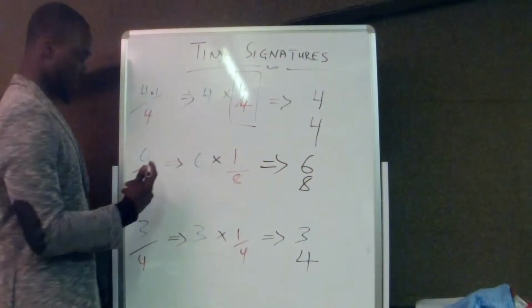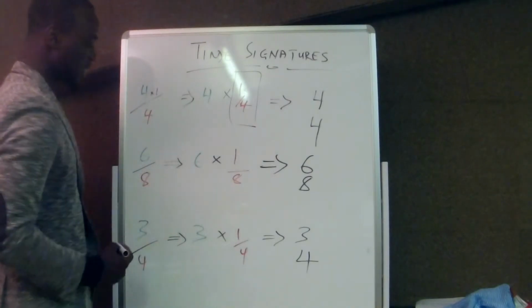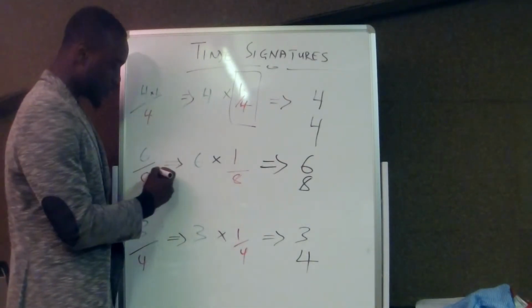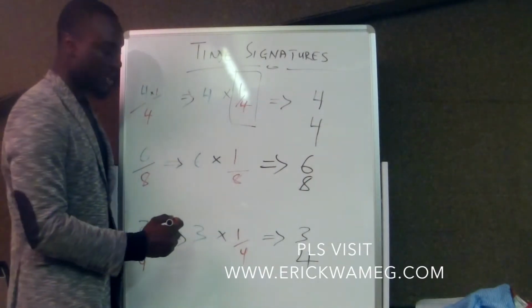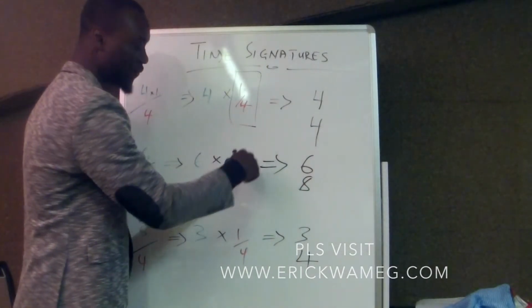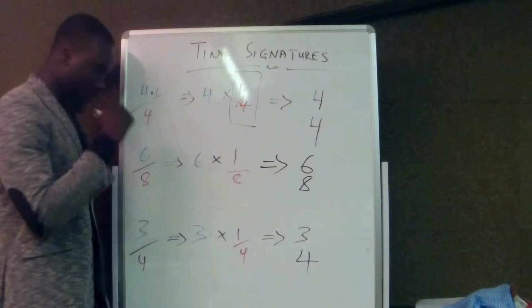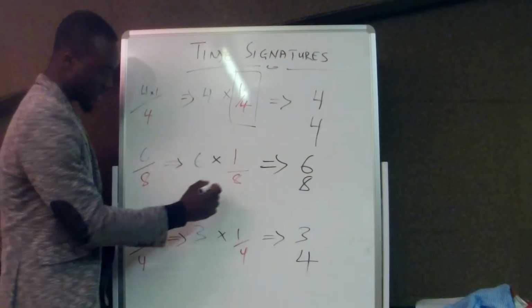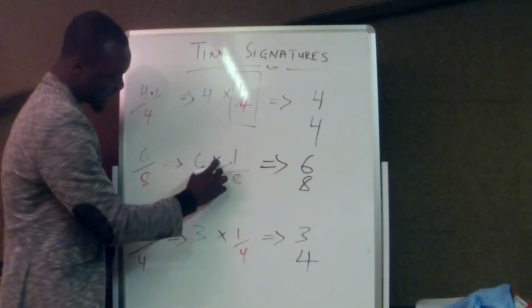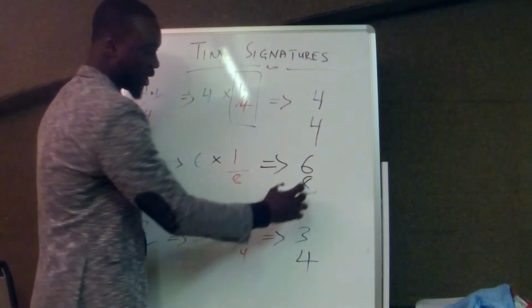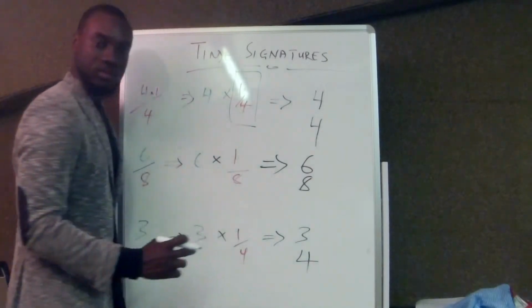If we come to the next example, we have 6/8. 6/8, you break it down and it becomes 6 times 1/8. 1/8 is an eighth note. So that means you have 6 eighth notes, 6 times 1/8, 6 eighth notes in every bar. Hence you have 6/8.